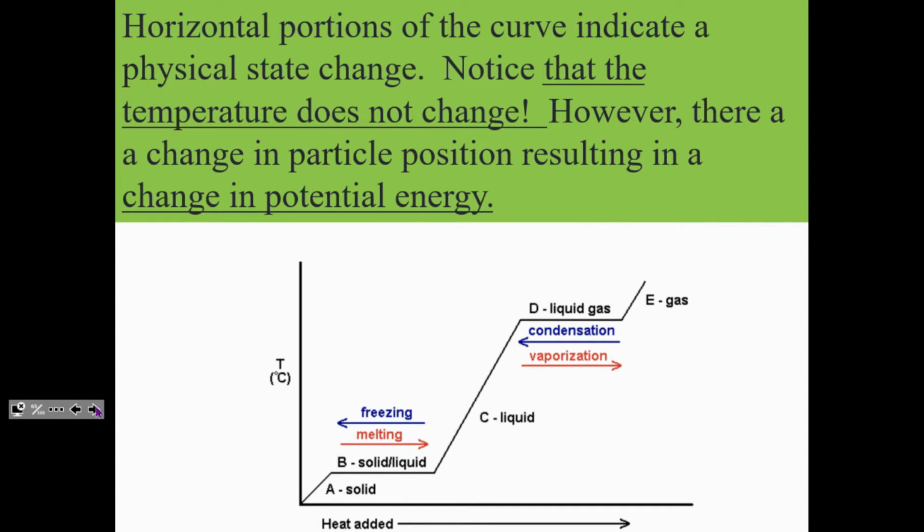The first thing would be the horizontal portions of the curve. The horizontal portions represent a phase change, and you'll see that, freezing and melting, condensing and vaporization. So what I'd like you to write is the equation that you use here, which is Q equals M times delta H. However, there's a change in particle position at these spots, so there's a change in potential energy. So that's the equation we use on the horizontal.